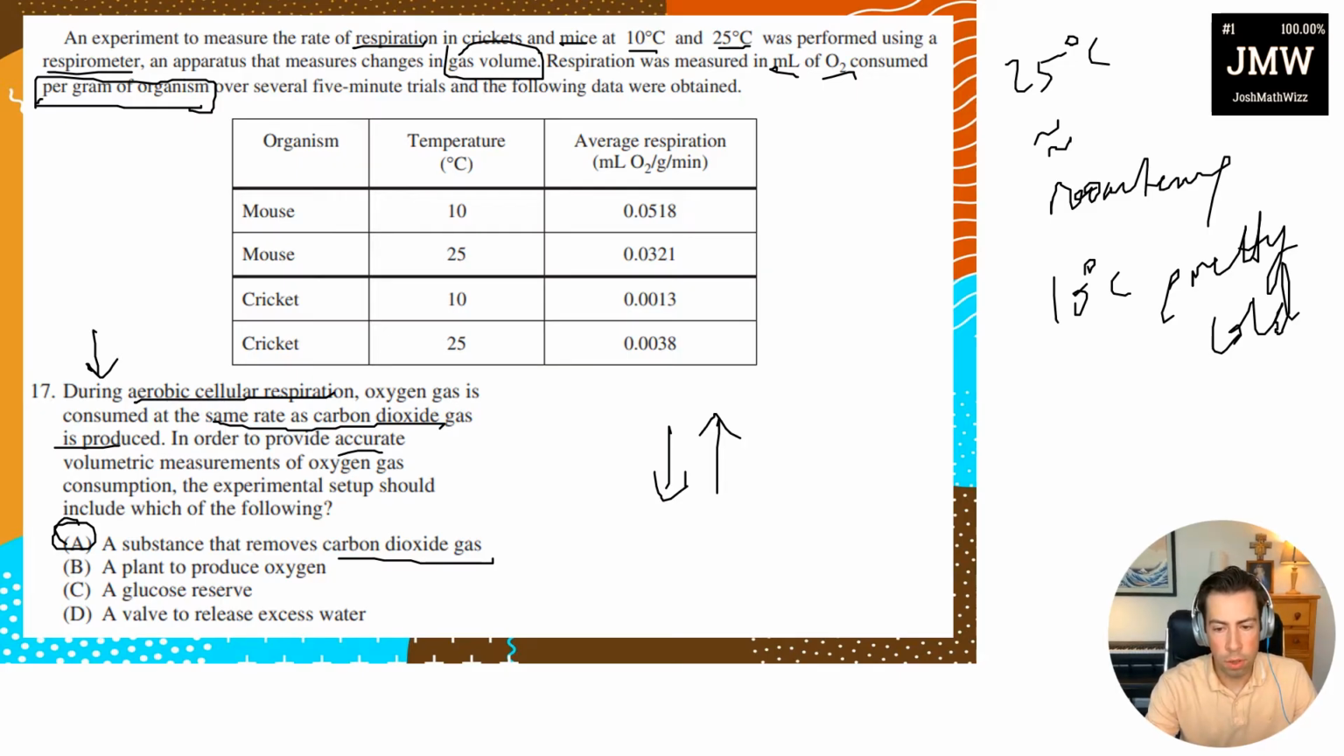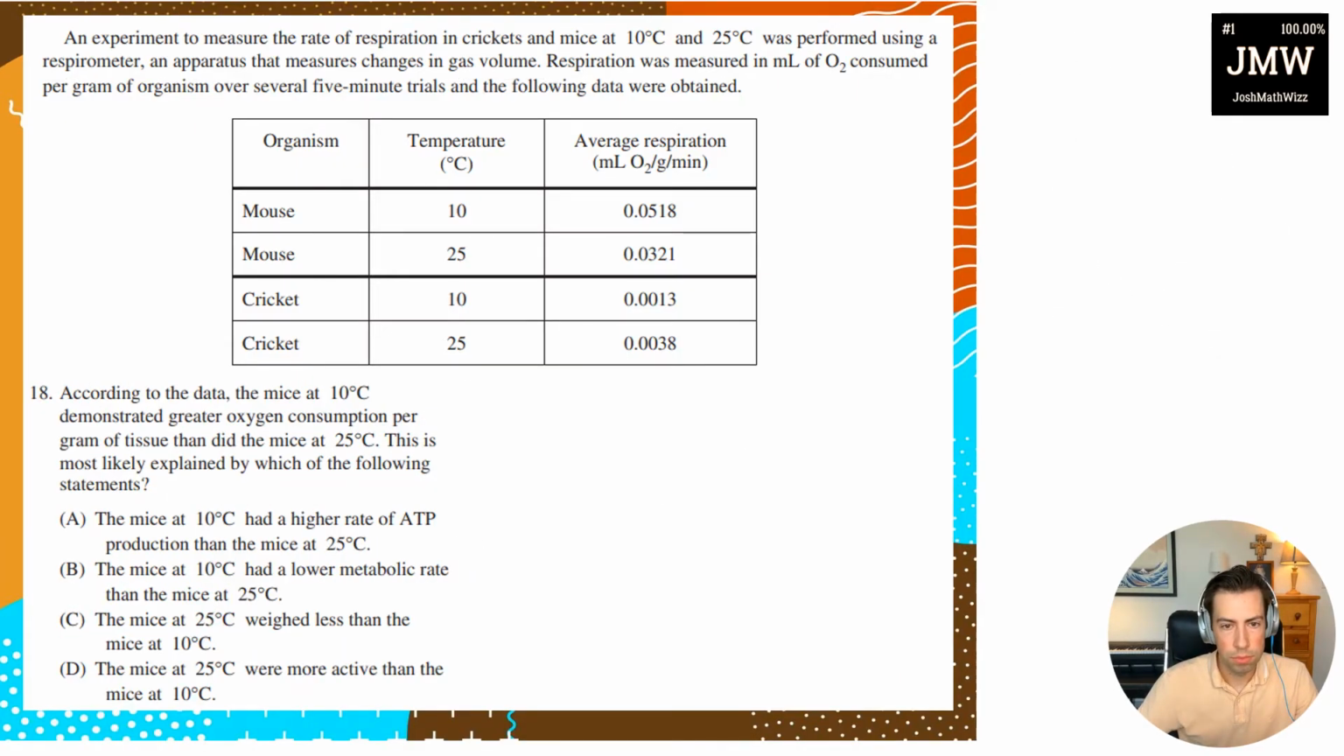Okay, so let's go on to question 18. According to the data, the mice at 10 degrees Celsius demonstrated greater oxygen consumption per gram of tissue than did the mice at 25 degrees Celsius. This is most likely explained by which of the following statements? Okay, so A says the mice at 10 degrees Celsius had a higher rate of ATP production than the mice at 25 degrees Celsius. So this looks pretty good, but let's look at the other ones.